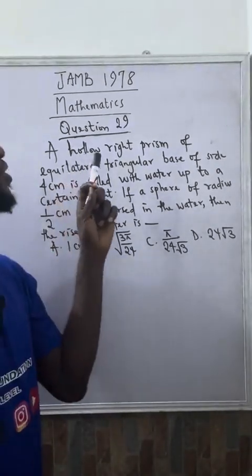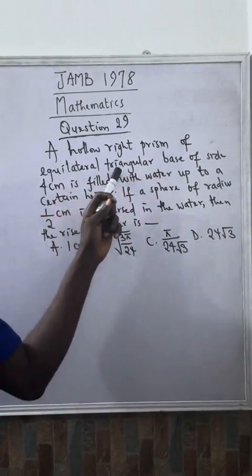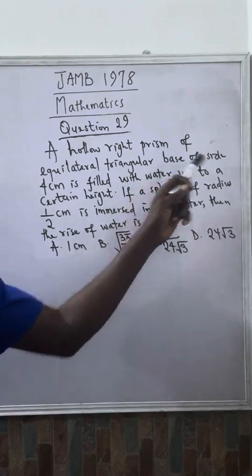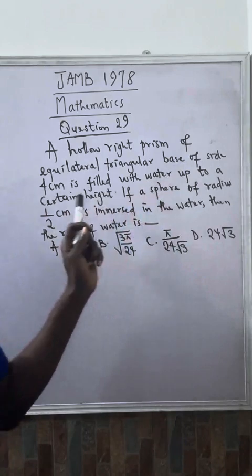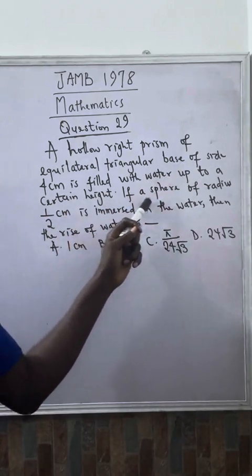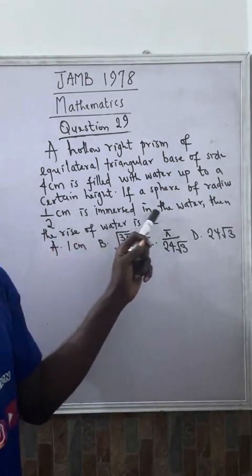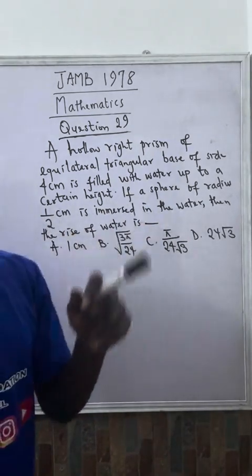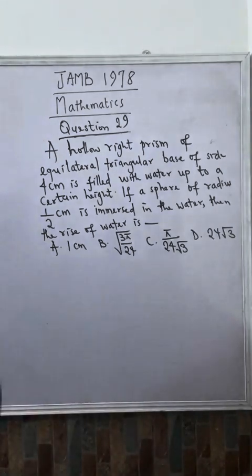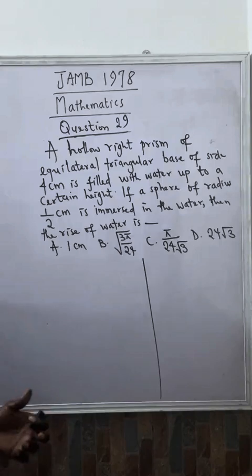A hollow right prism of equilateral triangular base of side 4 cm is filled with water up to a certain height. If a sphere of radius 1/2 cm is immersed in the water, then the rise of water is dash. Very good. Now, for you to be able to see this question clearly, let me draw some diagram.